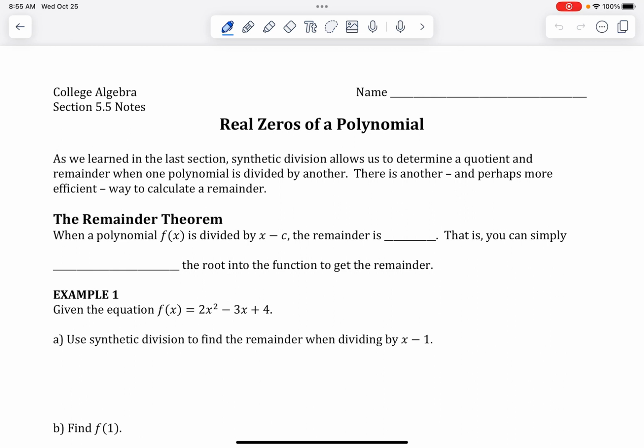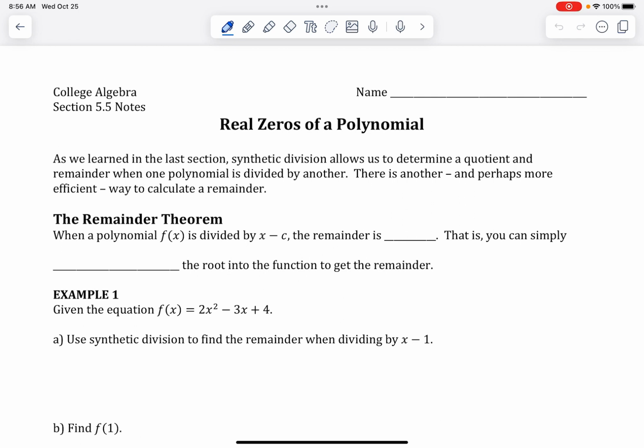But one of the things that you'll find between what we did in that last section with synthetic division is that it was a nice way to show how to find a remainder, a quotient, and all those things. What might be sort of a little more efficient is another way to find that remainder. So yes, you can certainly do synthetic division, but in some cases it might be easier to do it another way, and that's what leads us to the remainder theorem.